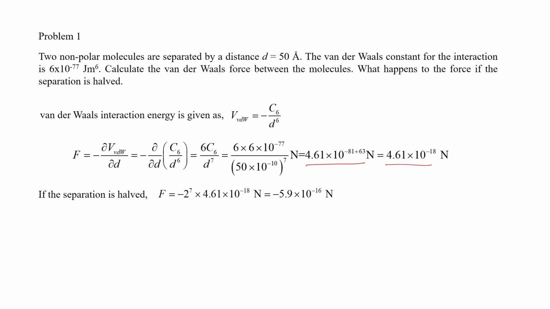Now, if the separation is halved, that means d is now halved. Here it is d to the power 7, so the force now increases by more than 100 times. It has to be multiplied by 2 to the power 7, so the force will increase by that much. So, this is basically the magnitude of the force, 5.9 into 10 to the power minus 16 Newton.